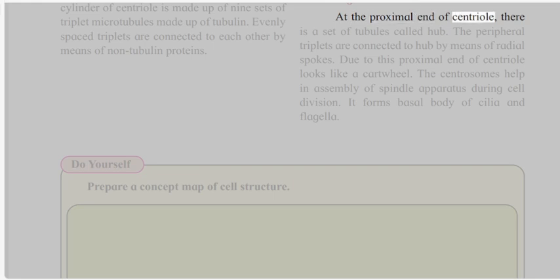At the proximal end of centriole, there is a set of tubules called hub. The peripheral triplets are connected to hub by means of radial spokes. Due to this, proximal end of centriole looks like a cartwheel. The centrosomes help in assembly of spindle apparatus during cell division. It forms basal body of cilia and flagella.